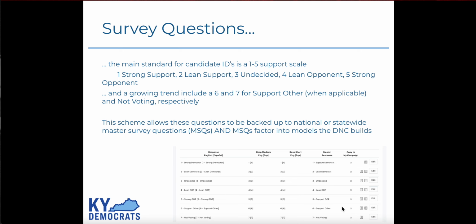And all of this allows these questions to be backed up to national or statewide master survey questions, which do factor into DNC models. So, for instance, the survey questions we saw on the previous screen, the Kentucky paid calls we did, the text we did with McGrath, those were separate questions. They all went back to a state house master survey question. That way, those are backed up for folks to pull on in the future.